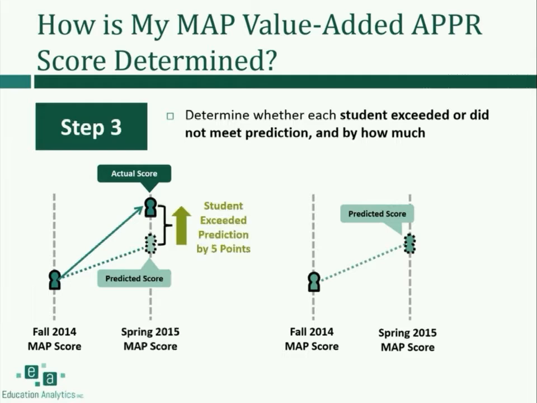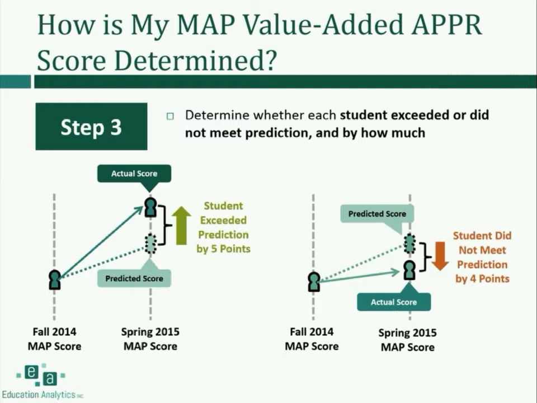In this case, that student's actual score was higher than we predicted, meaning the student exceeded their prediction by 5 points. On the right, we have an example of a student with, again, a predicted score that's based on his or her characteristics, and then the actual score was lower than that statistically predicted score. In this case, the student did not meet their prediction by 4 points.